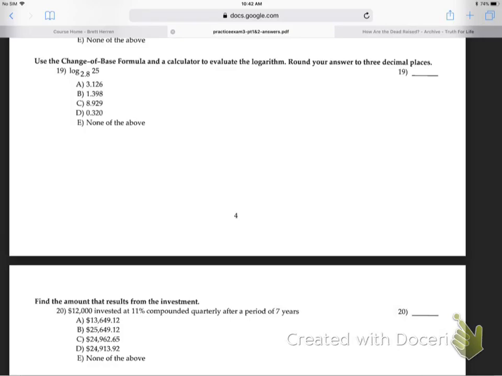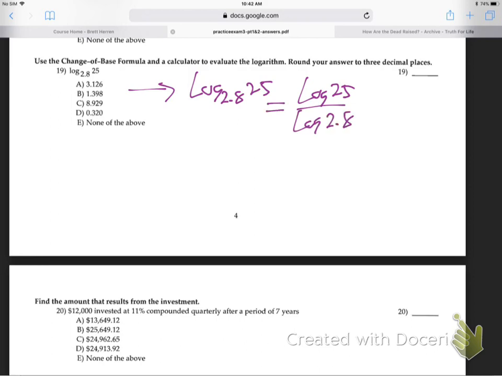Just two logs on your calculator. Remember when you have like log base 2.8 of 25, you let the high go high and the low go low, and just hit the buttons on your calculator. Right, we good on that? Just hit the buttons. So I'm going to move on.